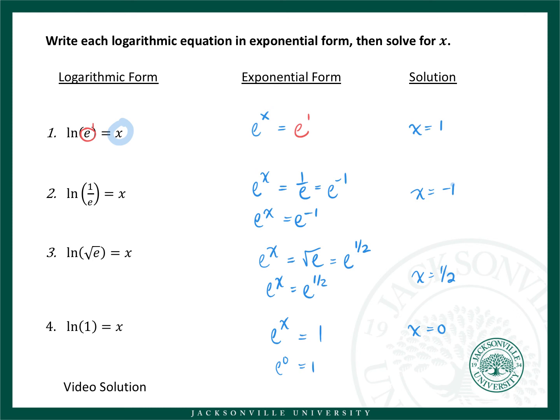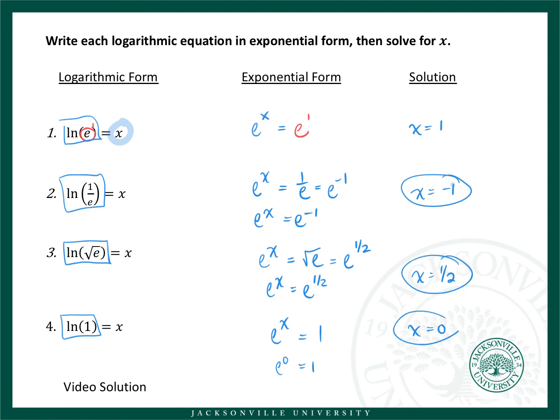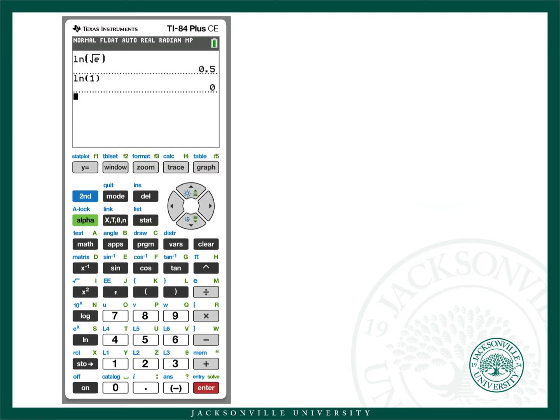So I'll show you how to put this into your calculator. How do we type in natural log of e, natural log of 1? And you could do the same for examples 1 and 2 here on the calculator to get solutions like negative 1, 1/2, and 0.